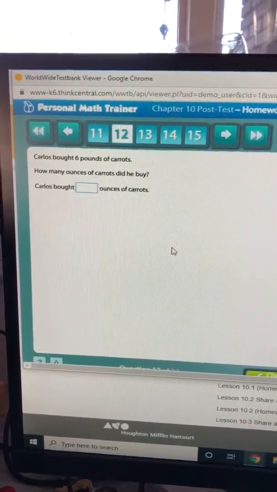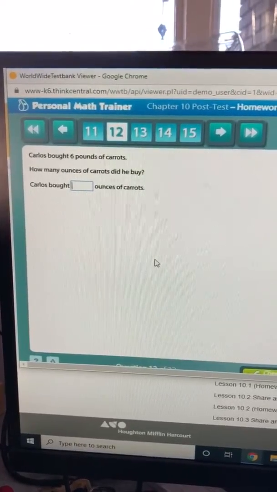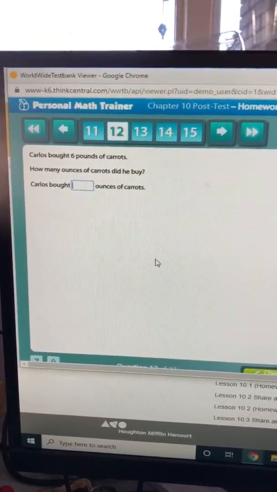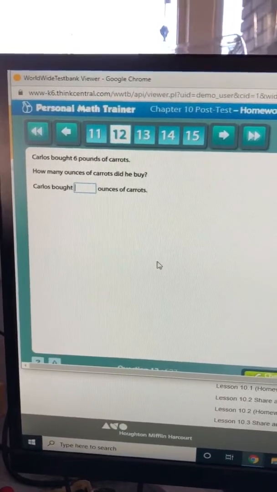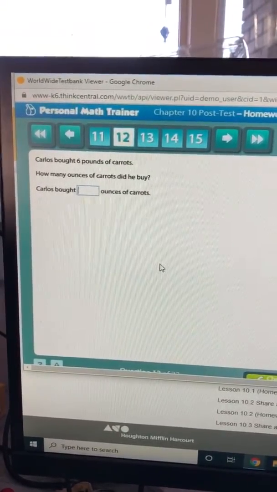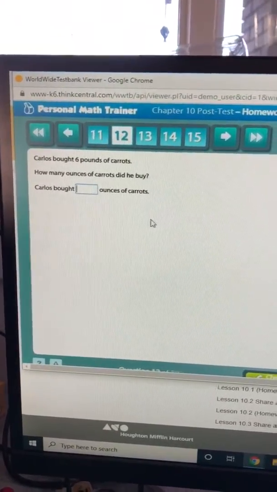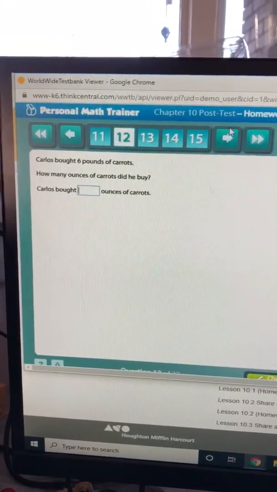Carlos bought 6 pounds of carrots. Good job, Carlos. That's a healthy choice. How many ounces did he buy? Well, how many ounces are in a pound? Do that times 6.